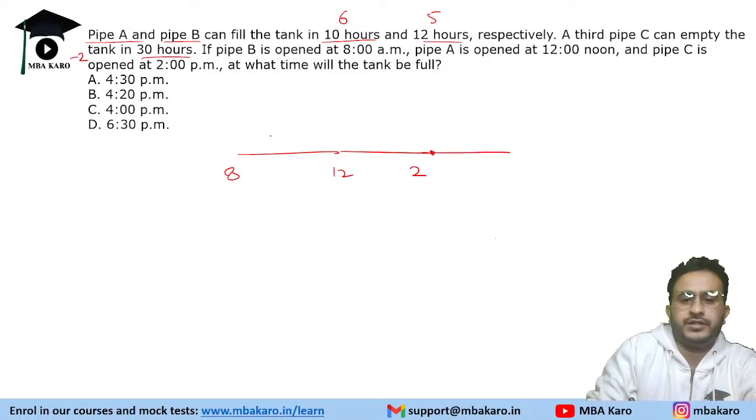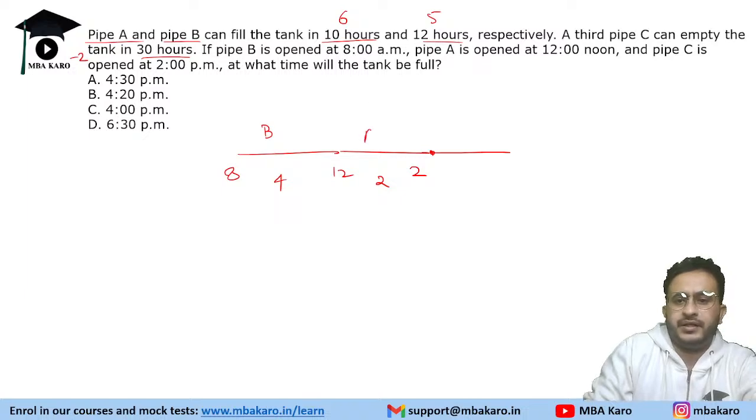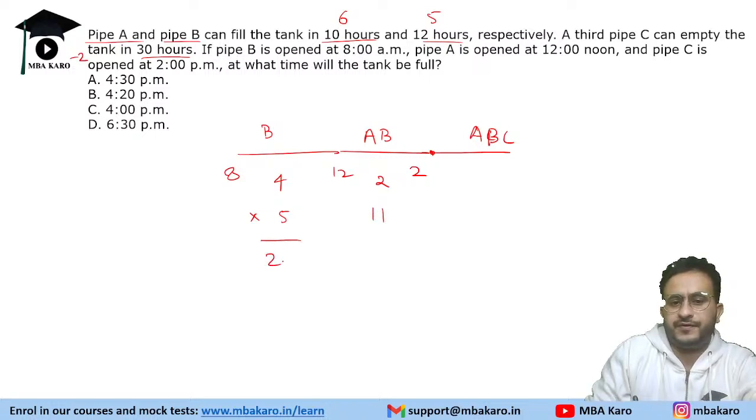Okay, so 4 hours and 2 hours. In this case, B is working, right? And then A and B are working, and then ABC all are working. So the efficiency in the first scenario is B working at the rate of 5. A and B will work at the rate of 11. So they have filled 20 units, then 22 units.